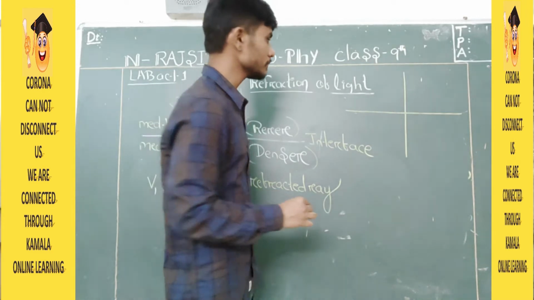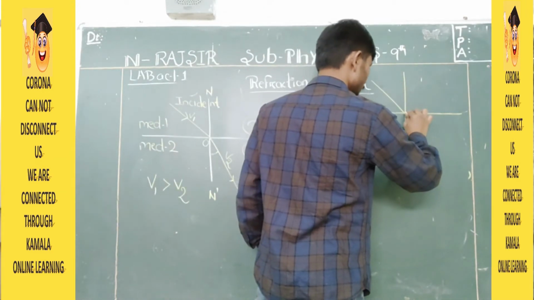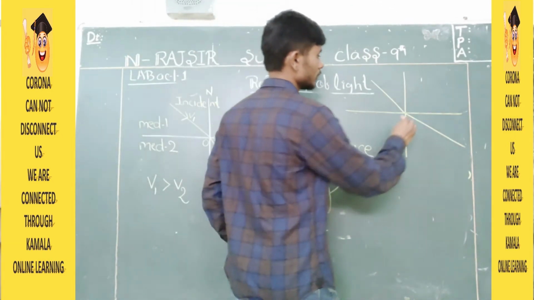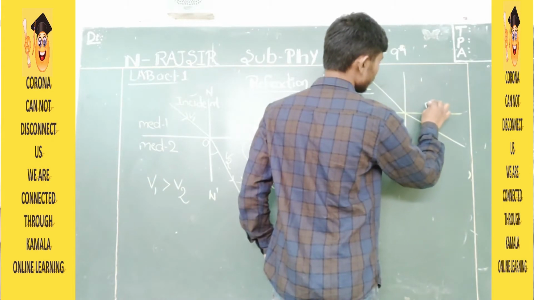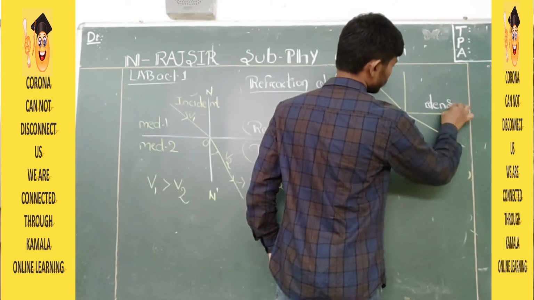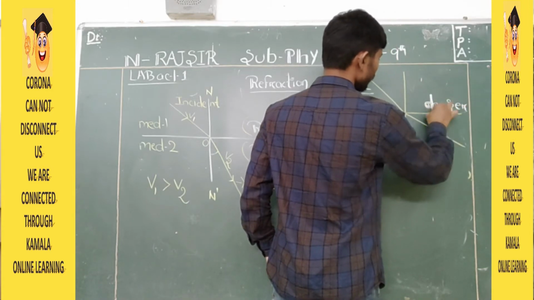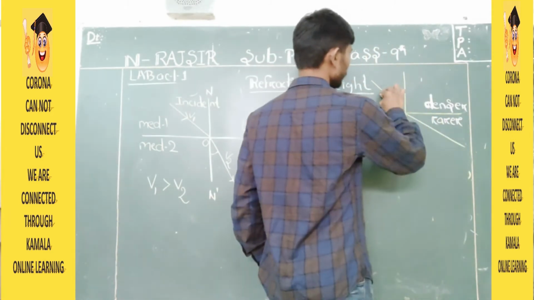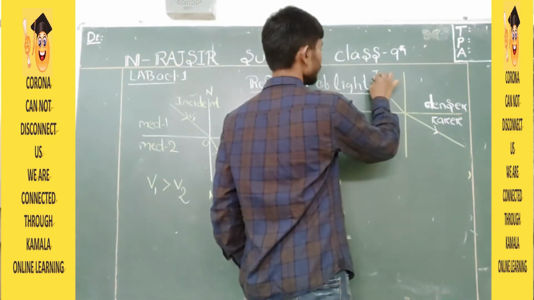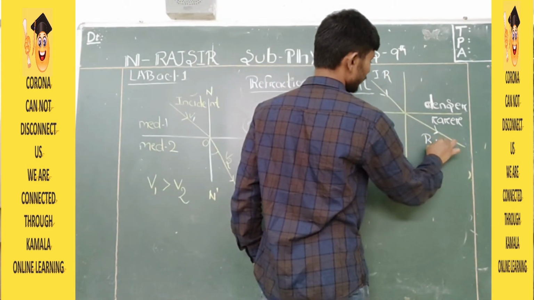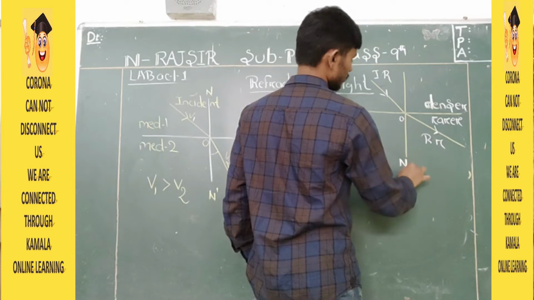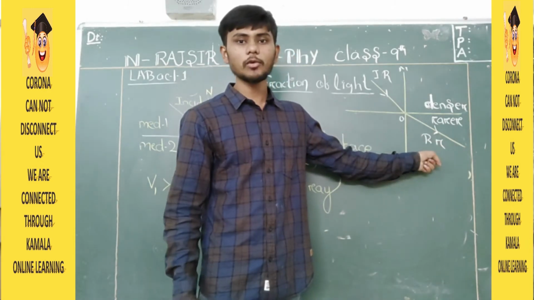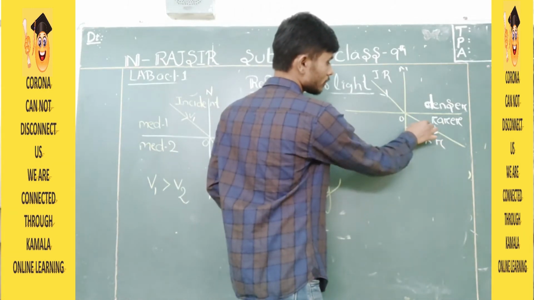Suppose this is another diagram. Why did this thing happen? This is the optically denser medium. This is your rarer medium. This is the incident ray. This is your refracted ray. This is the point of incidence. This is n dash and the normal. So as you can see, if light travels from a denser medium to a rarer medium, what will happen? It will go away from the normal.